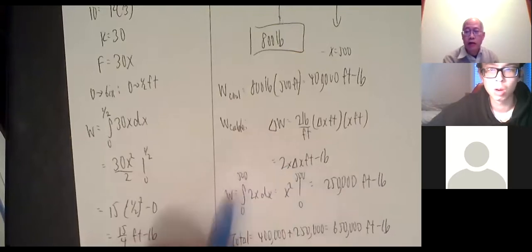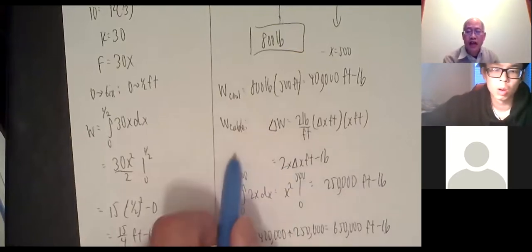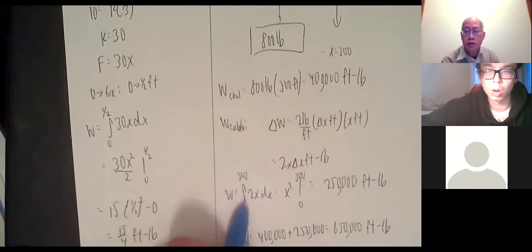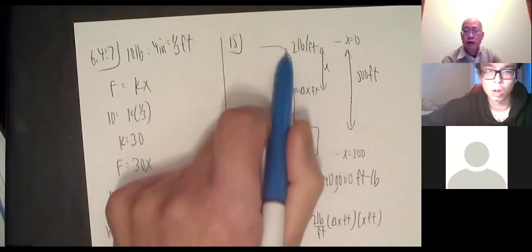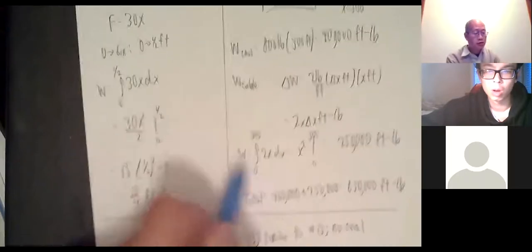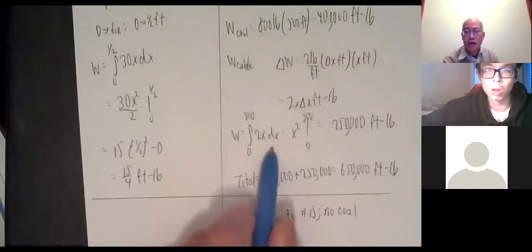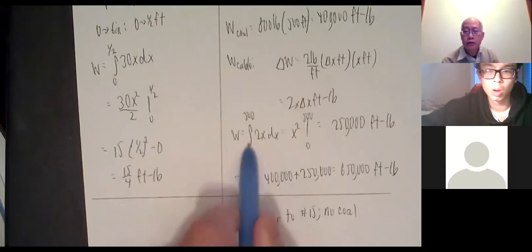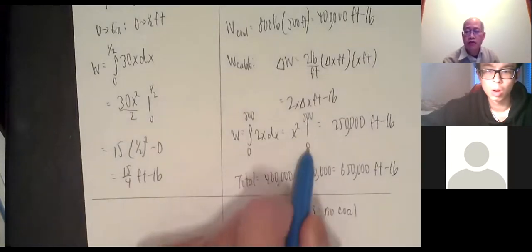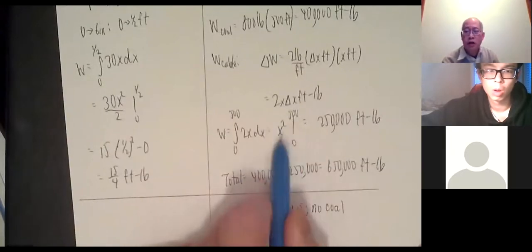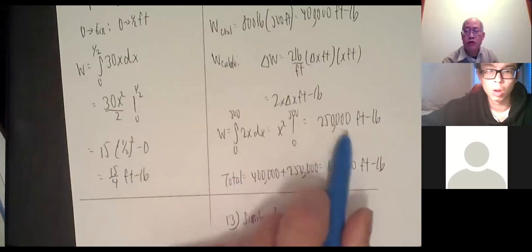Okay, now I'm ready to integrate. So the work for the cable, I just integrate. In the limit, delta x becomes dx. So I integrate from where to where? I'm going from 0 to 500, right? Integral from 0 to 500 of 2x dx. And now the rest is pretty easy. Integral of 2x is x squared from 0 to 500. Plug in 0, you get 0. Plug in 500. 500 squared is 250,000 foot-pounds.